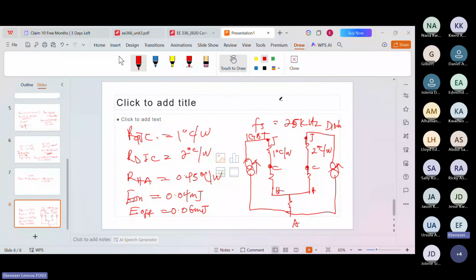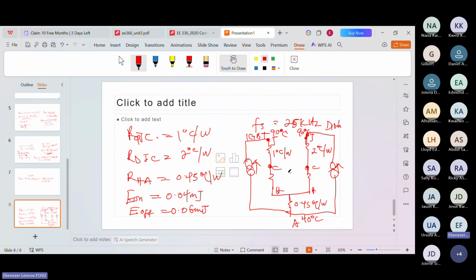So the junction temperature here is 90 degrees Celsius. And the one at the diode side will also be 90 degrees Celsius. The ambient is at 40 degrees Celsius. So what we have here is the thermal model. But you realize that the power losses, we still don't know them yet.